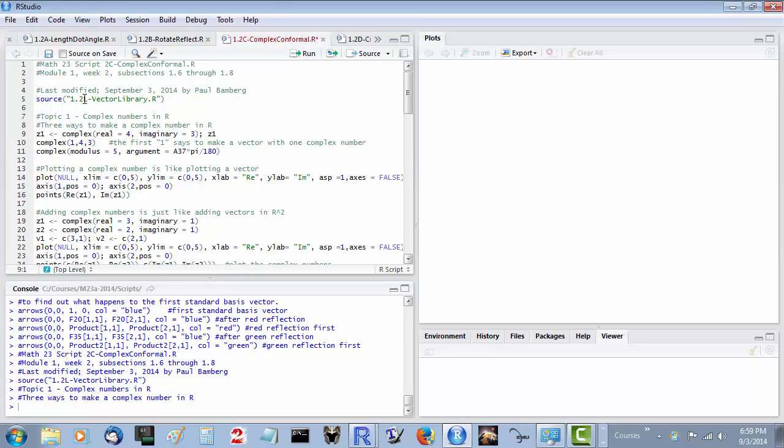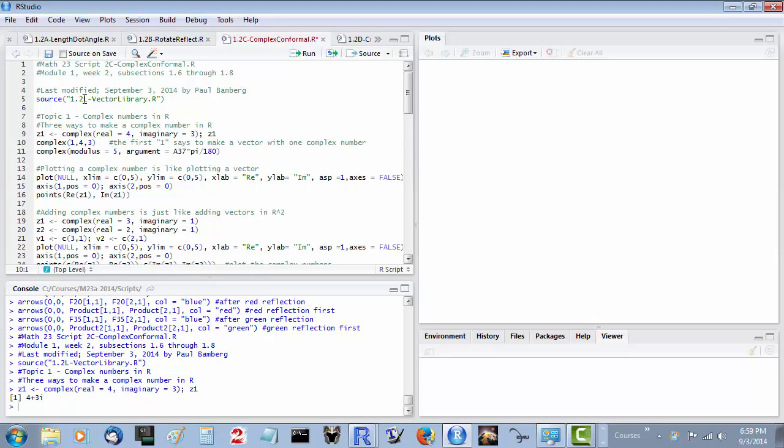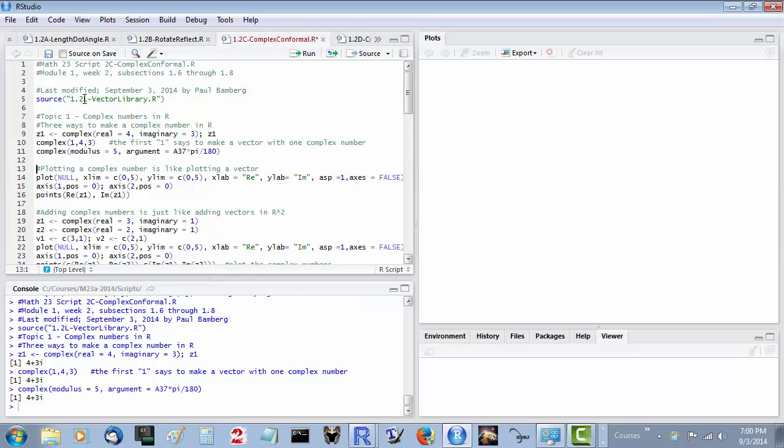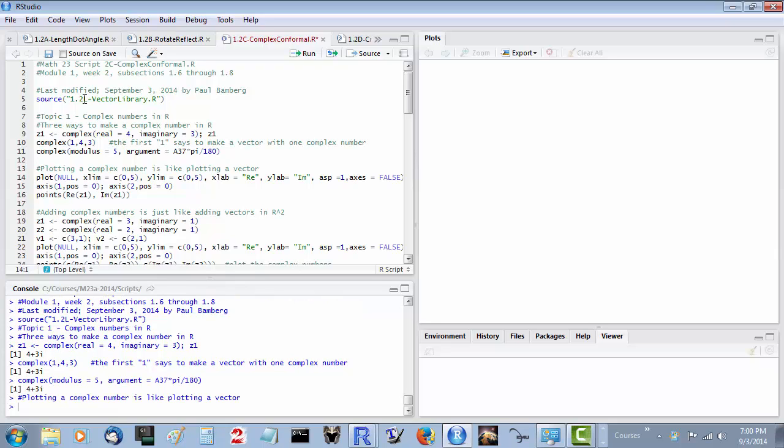Turns out there are three ways to make a complex number in R. You can specify the real and imaginary parts, and you get 4 plus 3i. Or if you're feeling lazy, you can specify the real and imaginary parts, but because R likes to make everything a vector, you have to start with a 1 to show that there's only one complex number in this vector. Or you can specify the modulus and argument of the complex number, which are just like the length and angle of the associated vector. Now I'm going to do the same thing with vectors.